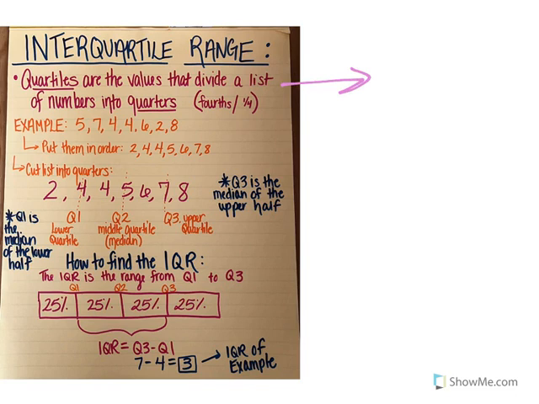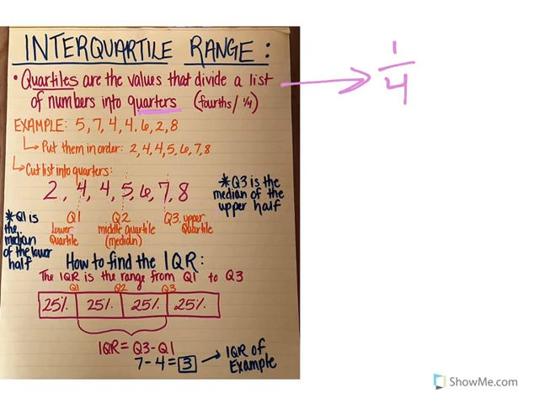Quartiles are the values that divide a list of numbers into quarters or 1/4 size pieces. So as always, you need to order your numbers from least to greatest, and then you are going to split your data set into quartile 1, quartile 2, and quartile 3.